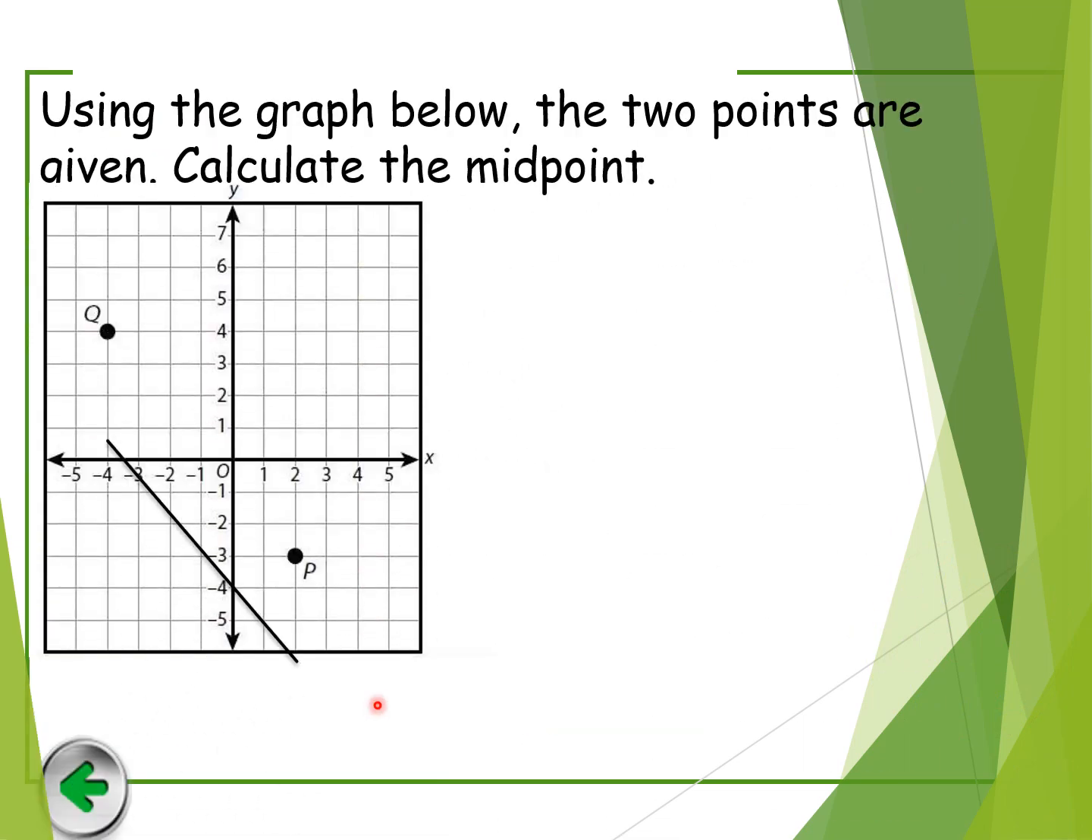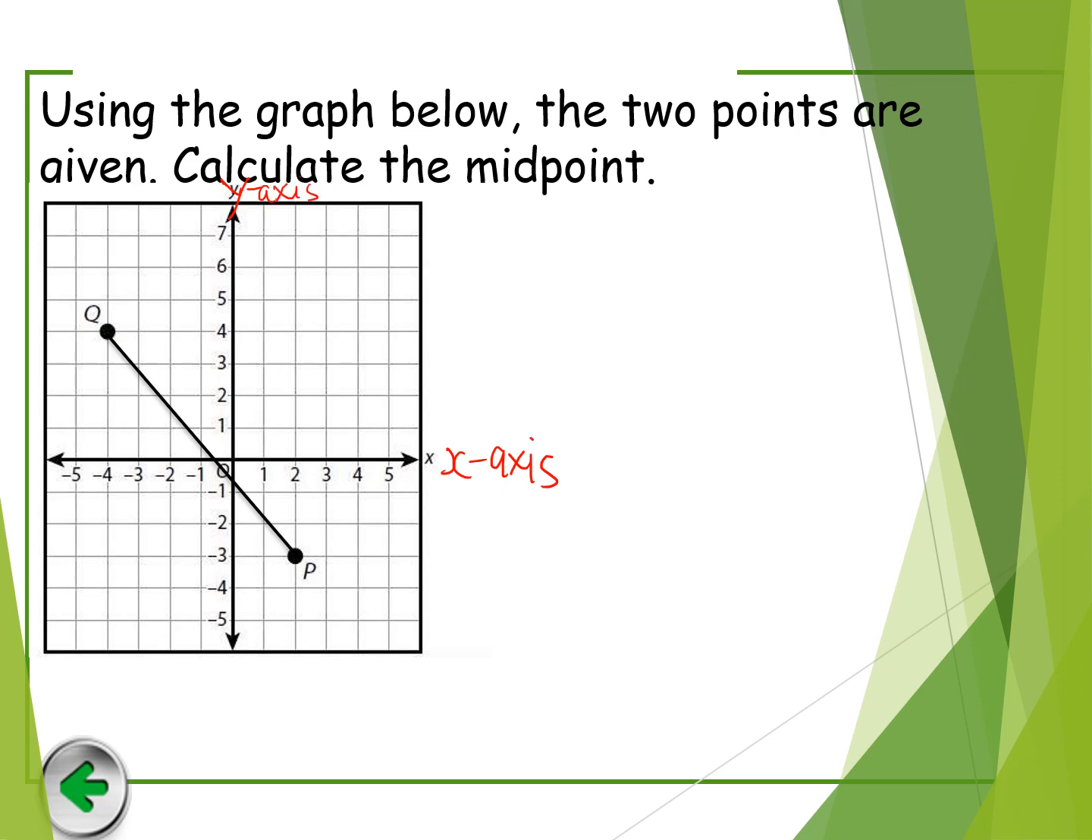Here we have the graph, and we have Q and P. So we draw a line from Q to P, and we're asked to calculate the midpoint. So what we have to do first is to get the coordinates. When you're writing the coordinates, you remember x comes first. So this is our x-axis, and this is our y-axis.